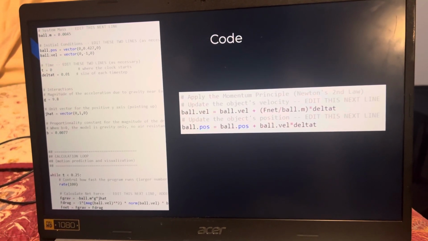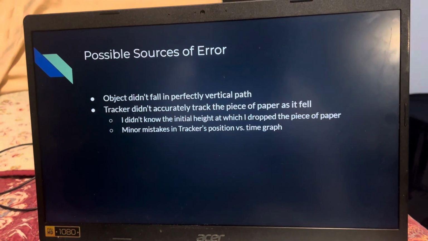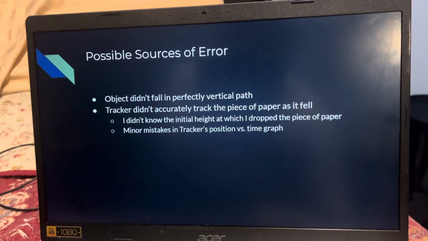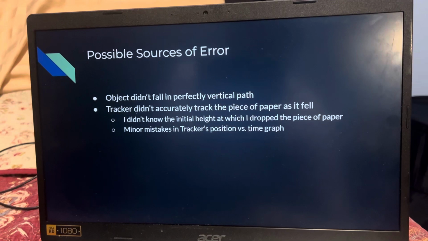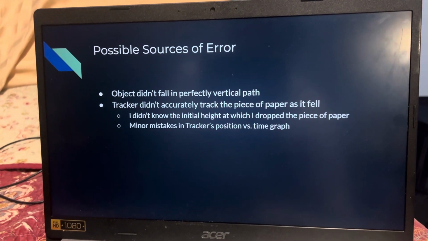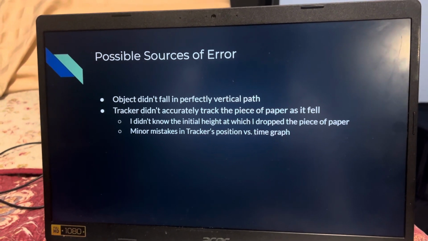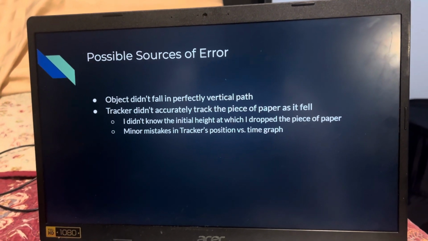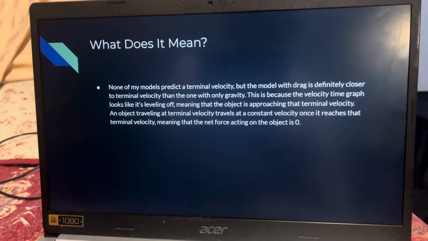And then on the right, velocity update formula and position update formula. Then possible sources of error. The object didn't fall in a perfectly vertical path. What I mean by that is, when I dropped it, I couldn't control exactly how it fell, so it kind of fell to the side a little bit, because it's not going to be perfect. And then, like I said, Tracker was kind of acting up.